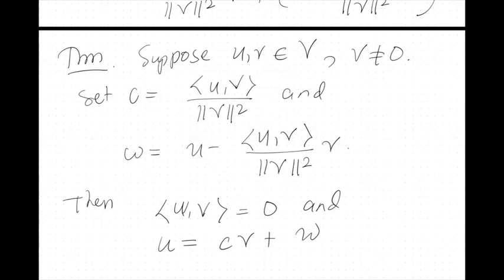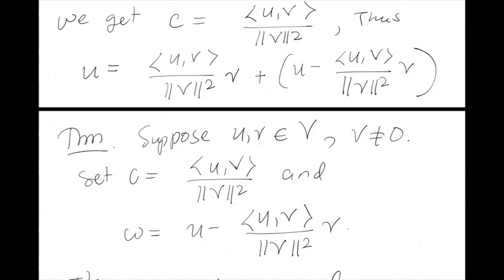Okay. The proof of this theorem is just what I said here, and then some verification that U is a scalar multiple of V plus the orthogonal vector W.